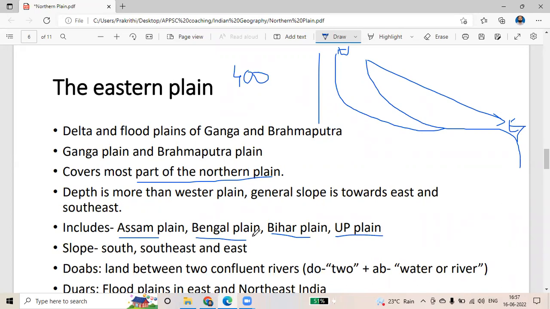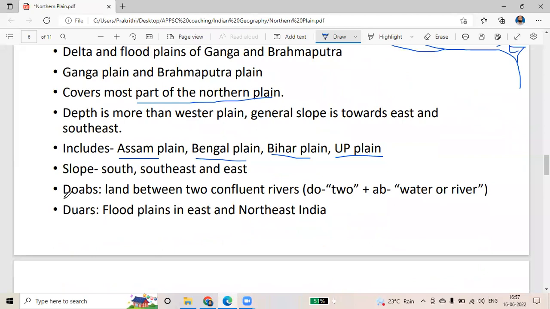Here also you can see DOBS. DOBS we have mentioned earlier, that is a land between two rivers. So we know that there is Yamuna, there is Ganga, there is Damodar, there is Ram Ganga, ऐसा multiple rivers है इस area. So इन सबके बीच में lands है. So there are some important DOBS that is being seen in this eastern plain region as well.